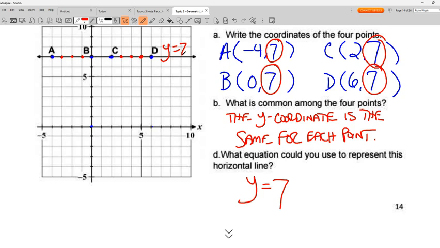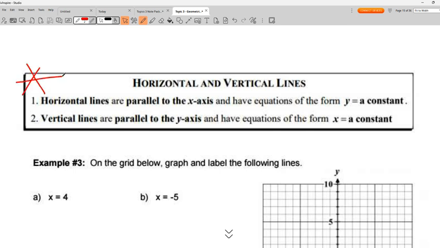And that leads us to, on the next page, horizontal and vertical lines. Horizontal lines are parallel to the x-axis and will always have an equation in the form of y equals some constant. But if it's a vertical line, vertical lines are parallel to the y-axis and will always have an equation of x equals a constant. So if your equation starts out x equals, you know it's a vertical line. If it starts out as y equals, it's going to be a horizontal line.